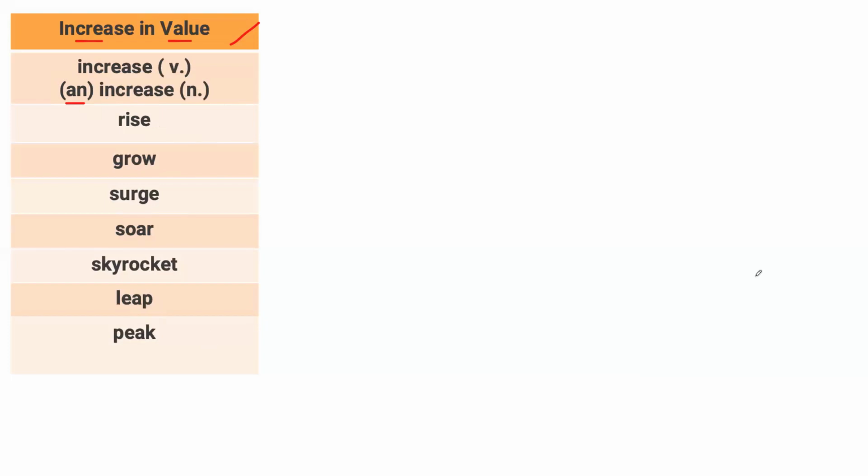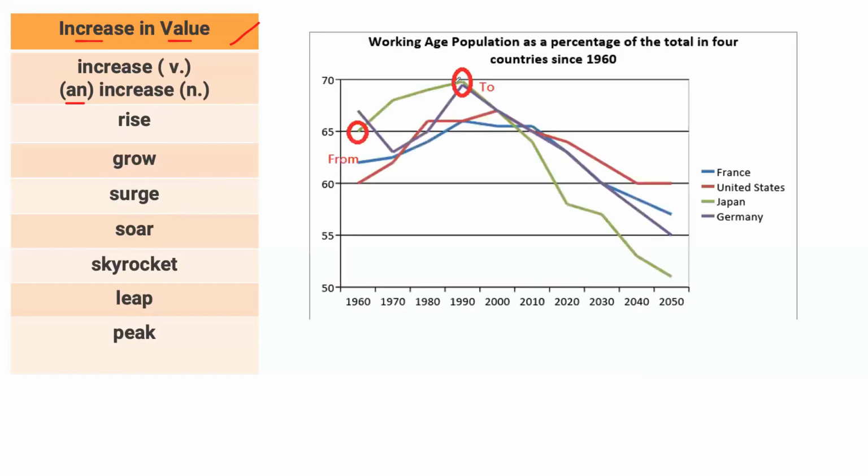And first, we're going to just look at a very common example and talk about from and to. So let's look at our first example here. We see the working age population as a percentage of the total in 4 countries since 1960. And we've got our countries here: France, United States, Japan, and Germany.